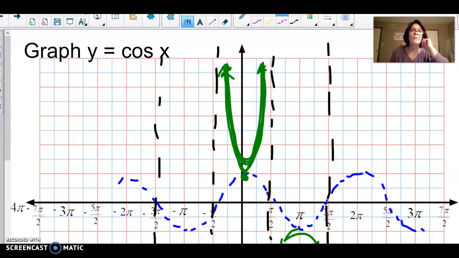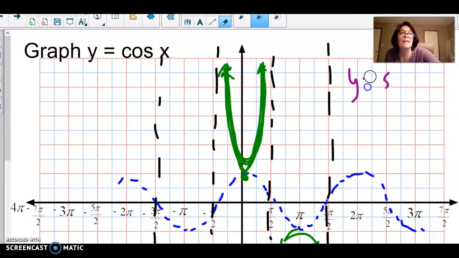Okay, so this is where we were with secant, which is actually what we're graphing. I know this says y equals cosine because we graphed cosine with this dotted blue line. And now y equals secant of x.